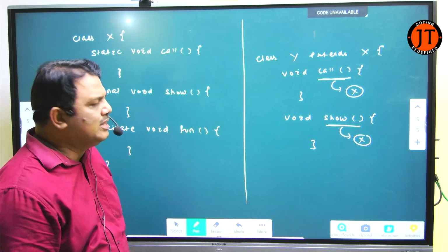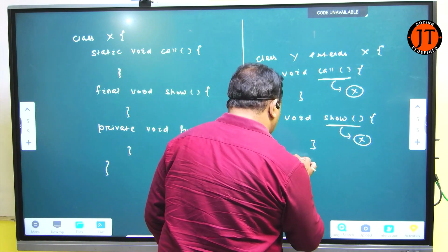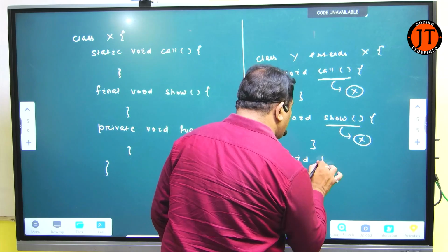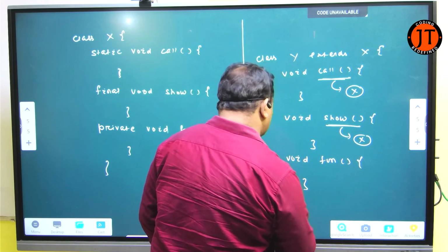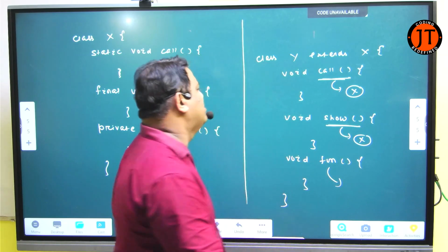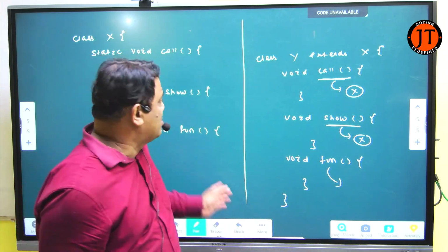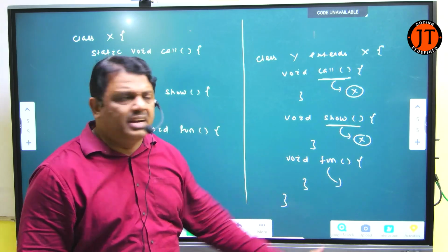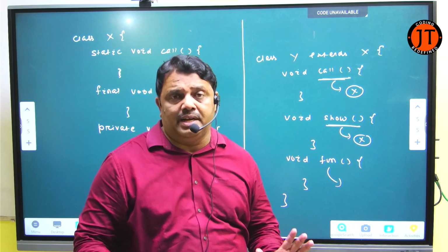Because the final method cannot be overridden. I want to write here void fun. Fun is a method that cannot be overridden. Remember, this method cannot be overridden because a private property can never be invoked outside the class. It never generates any error, but the method cannot be overridden.